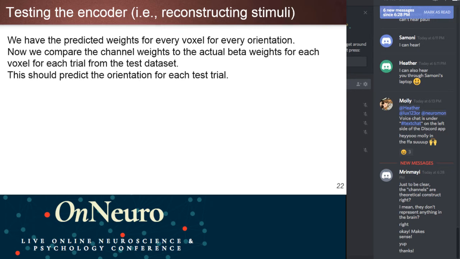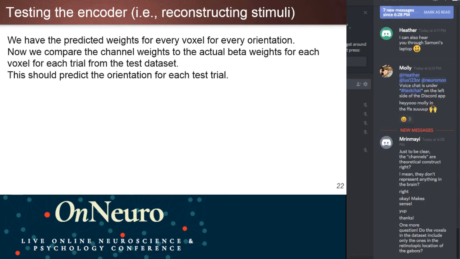The method for testing is leave one run out cross-validation. So basically, we're going to train on all of the runs aside from one, and test on the one run that was left out, and we're going to do that iteratively for each of the runs.